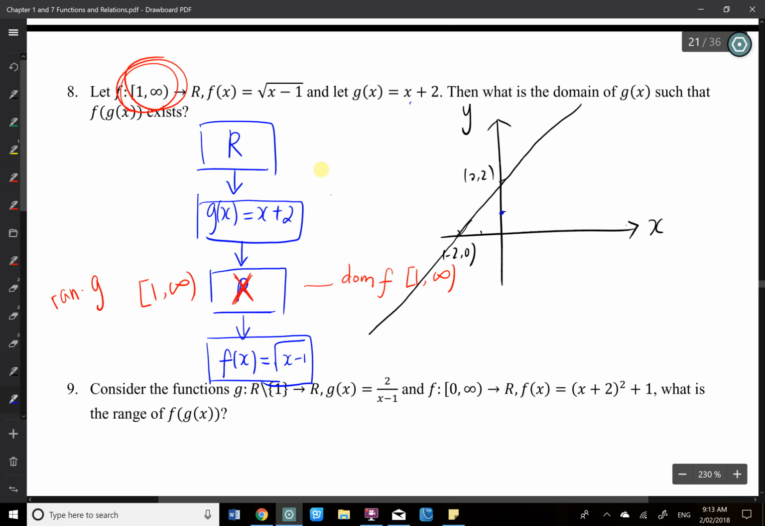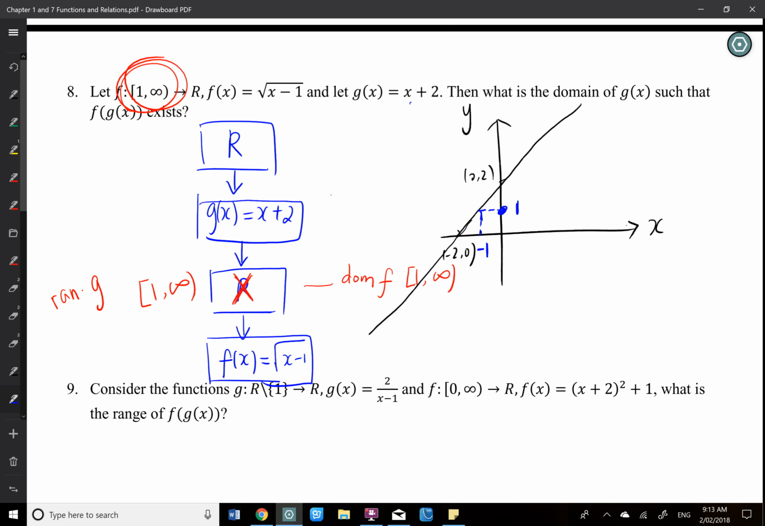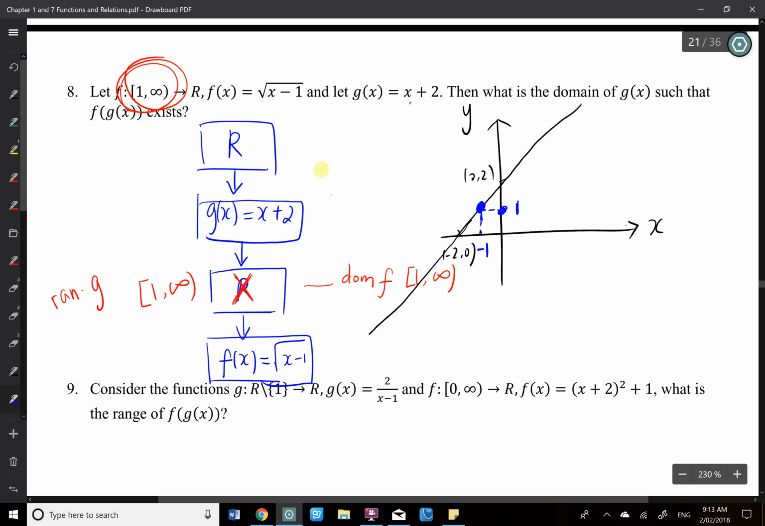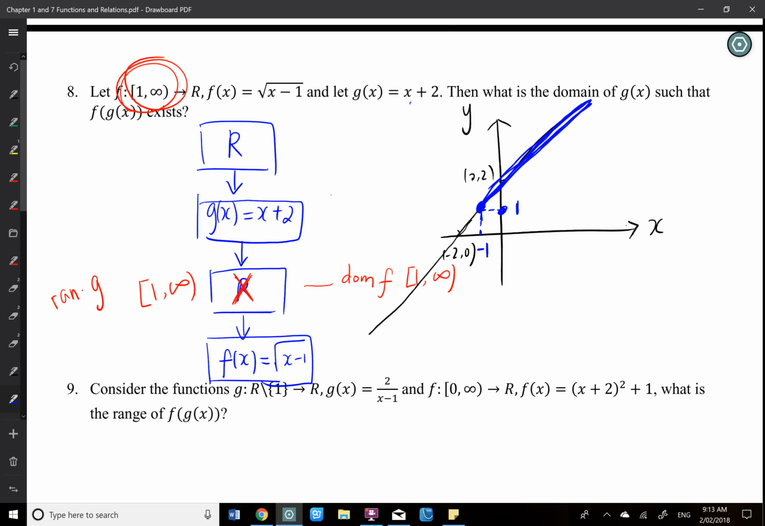1 is here. Negative 1 will give you 1. So you want level 1 and above. So you will start from this point. The blue part of the graph will work. Why? I want range 1 to infinity. Range is the level. I want level 1 and above. So I sketch a line at level 1.